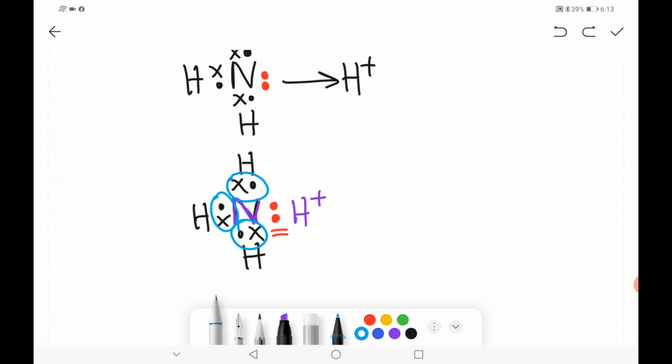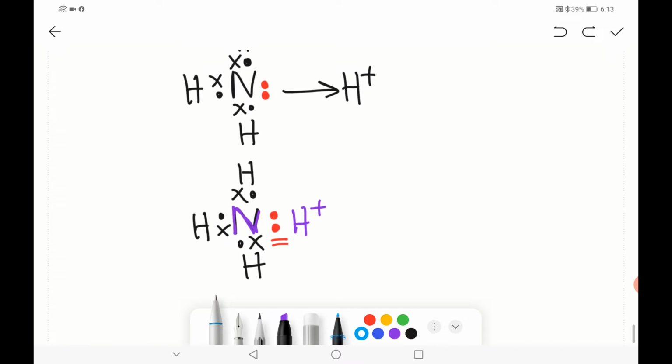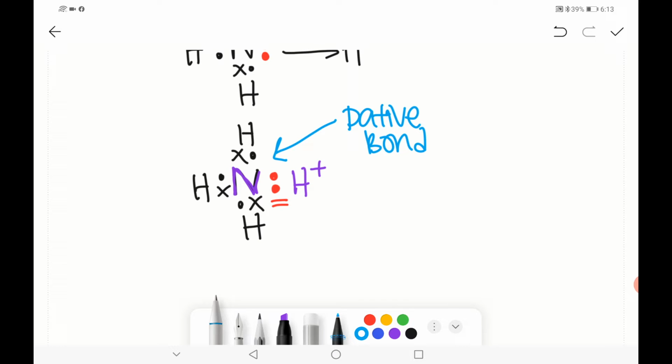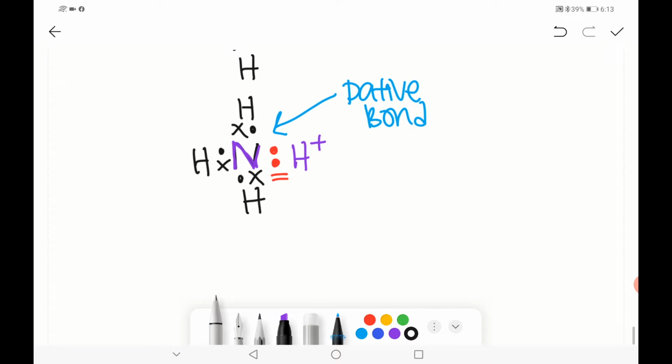So what's so special about this? As you can see, this is a special covalent bond. Although the nitrogen shares the electrons with the H plus, all the electrons are contributed by one party only. All the electrons come from nitrogen. The H plus does not make any contribution at all. So this is the dative bond. It's a very special covalent bond. You don't need to know how to draw this diagram. It's okay. So this is one part.